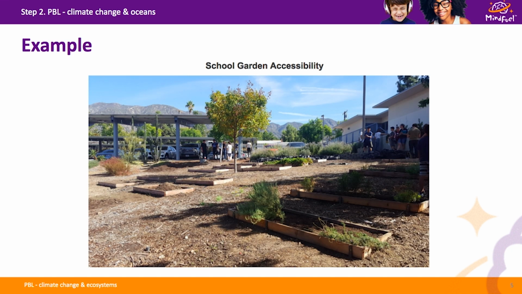So, what's an example of what project-based learning could look like? On this slide, you'll see a photograph of a school garden. This was a project that I worked on with my engineering students, and it was initiated simply through a conversation I had with the gardening teacher at our school. From her, I found out that she had a student in her class who was in a wheelchair and wasn't able to access the school garden.